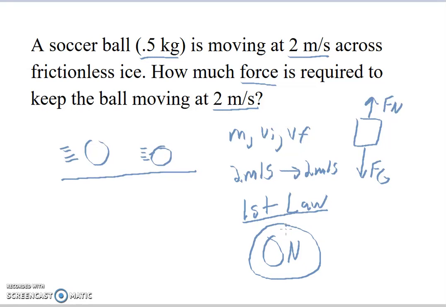So that's about it. Make sure you have all the notes down. Make sure you have this problem down. And that's it for now.